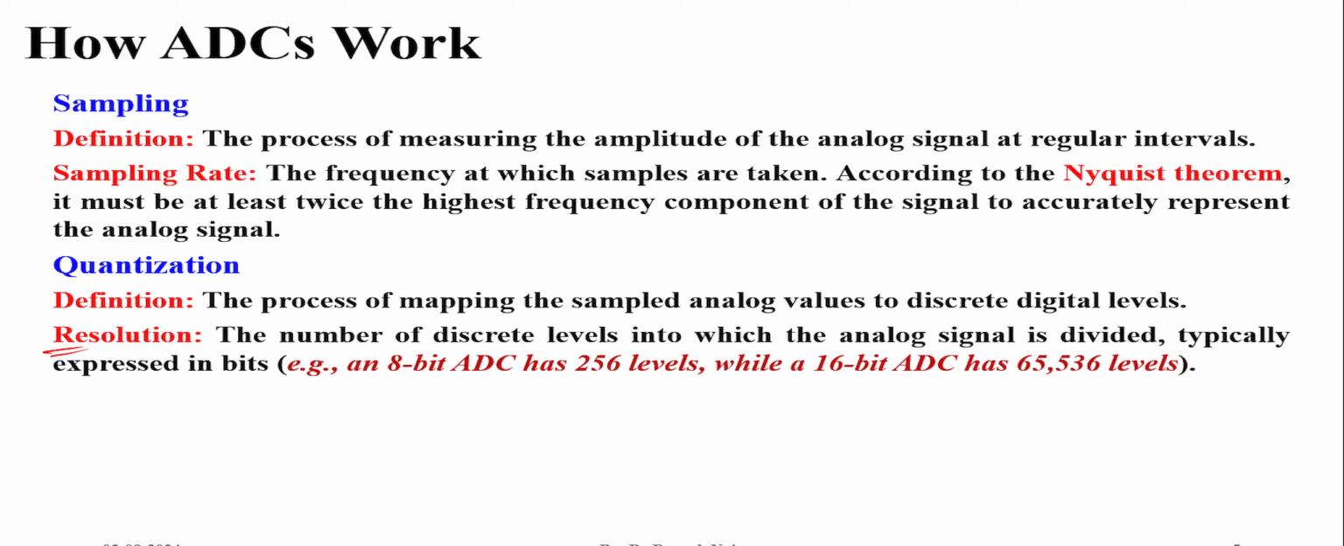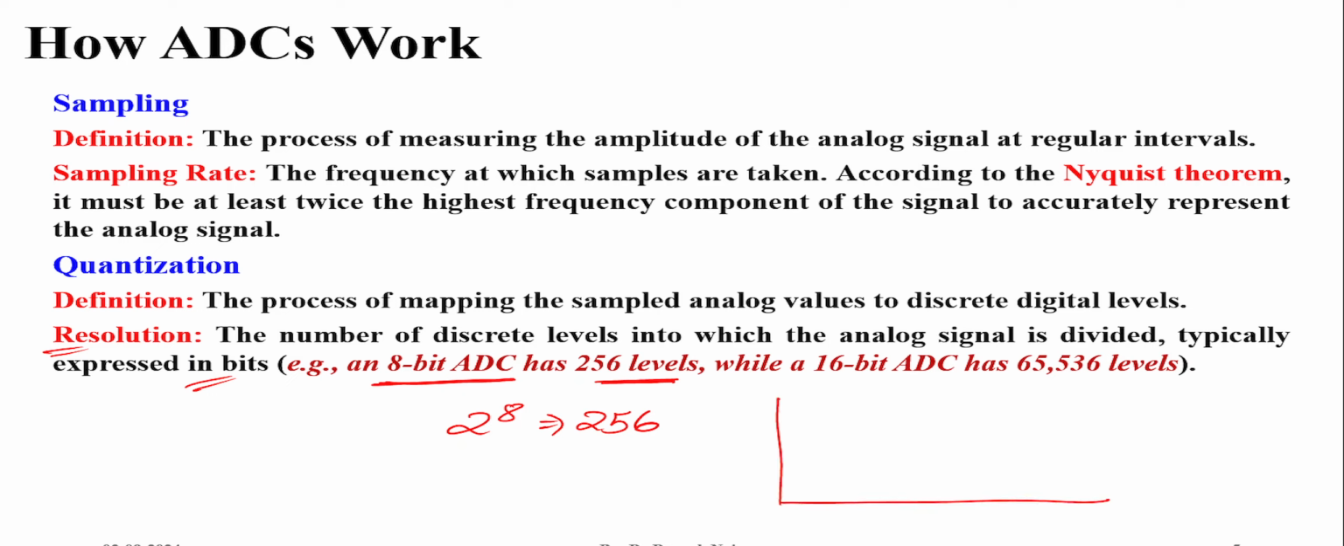Resolution is nothing but the number of discrete levels into which the analog signal is divided, generally expressed in bits. For example, if we have an 8-bit ADC, then we will have 256 levels, that is 2 to the power 8. Okay, 256 levels, and we will be dividing that analog signal in 256 levels. Let us look at it like this.